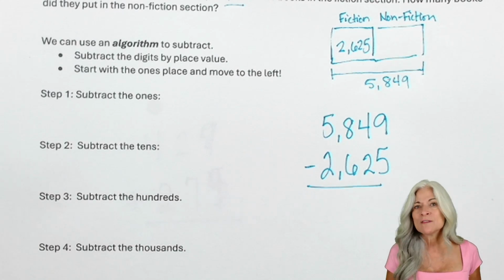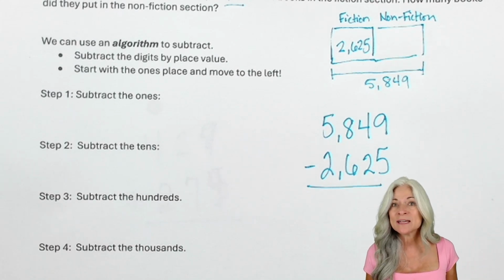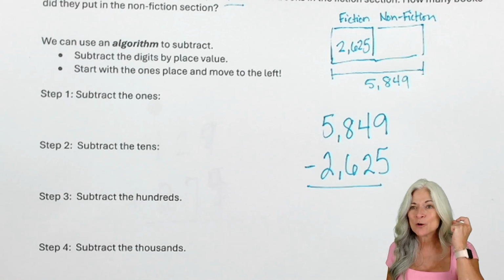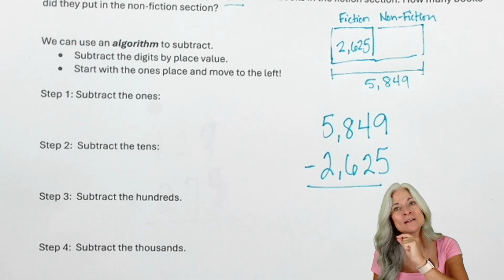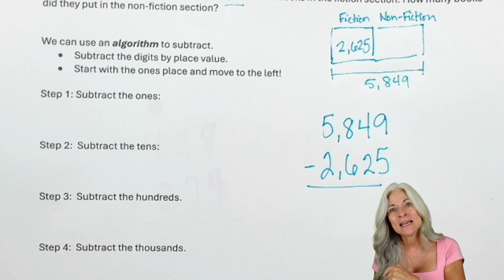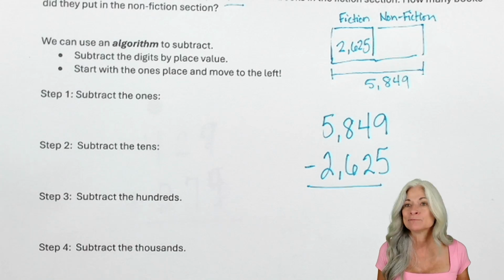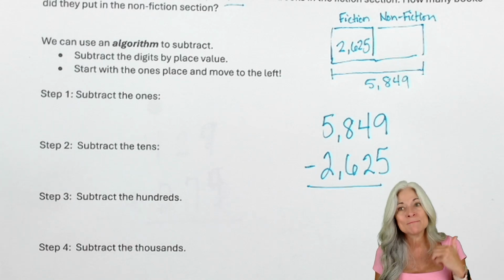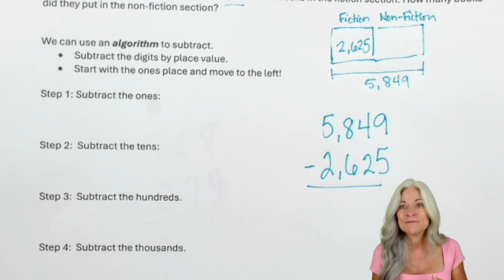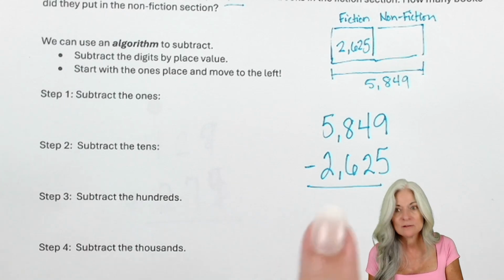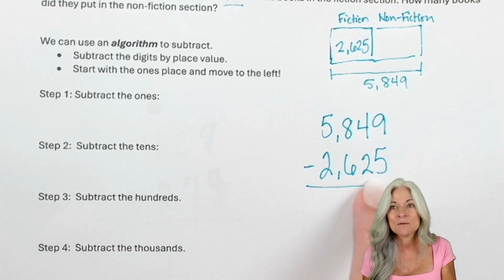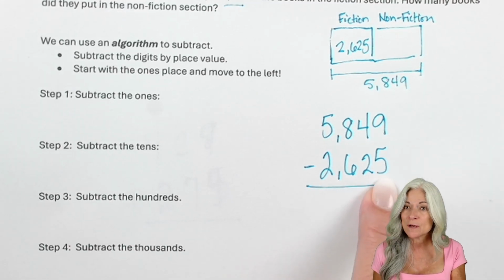So in the algorithm, of course, we just subtract by place value, but it is critical. We always have to start on the ones place and move to the left. Now, when there's no regrouping involved, it wouldn't matter. We could start on the right. But if regrouping is involved, you will get the wrong answer if we start on the right. So that's why we always start with the ones position.